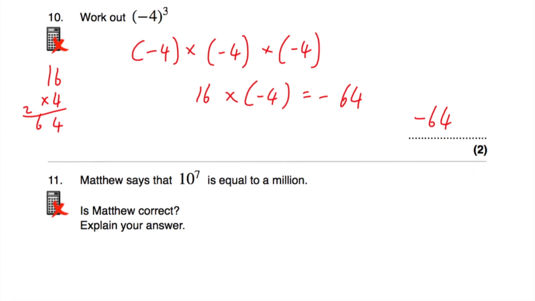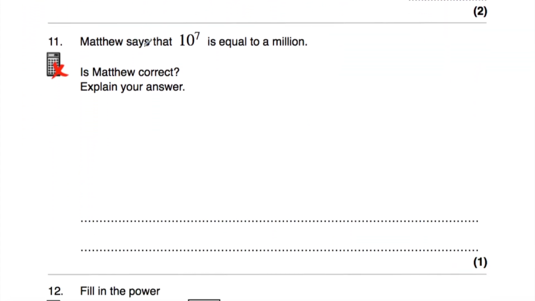Okay, let's have a look at our next question, question number 11. So question number 11 says, Matthew says 10 to the power of 7 is equal to 1,000,000. Is Matthew correct? And explain your answer. Now, as we talked about in a previous question, because it's 10 to the power of 7, we could just put a 1 down and follow it by 7 zeros. So 1, 2, 3, 4, 5, 6, 7. Because we've got 10 to the power of 7, the answer would be 1 followed by 7 zeros.